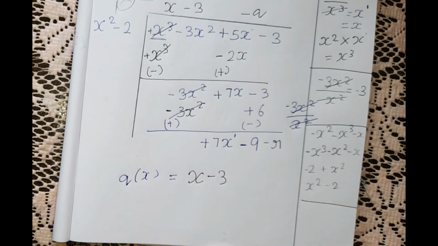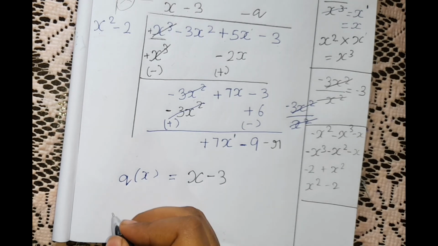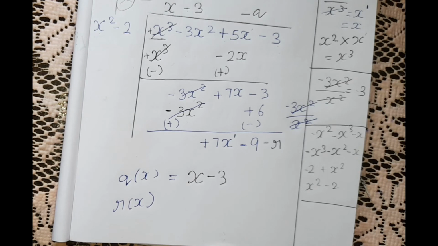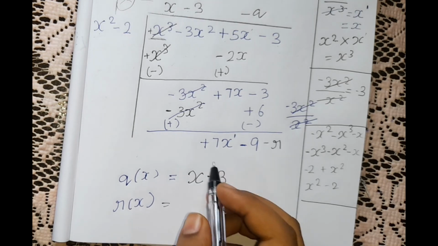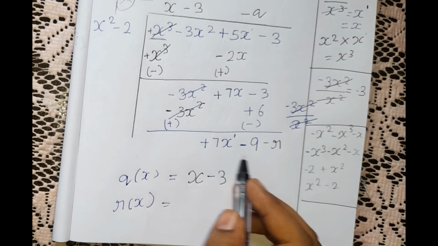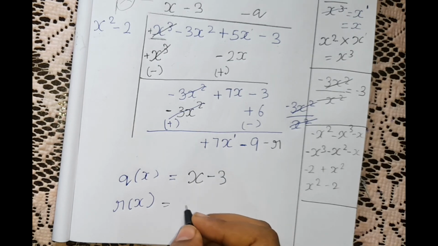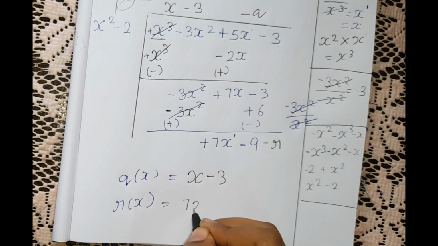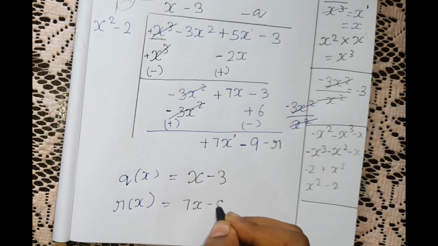Now let's write r of x. What is the remainder? The remainder here is 7x minus 9. So let us write, no need to care about the plus. Why? Because if you write 7x simply like that, then it is plus only. So 7x minus 9. Okay, so this is the answer.